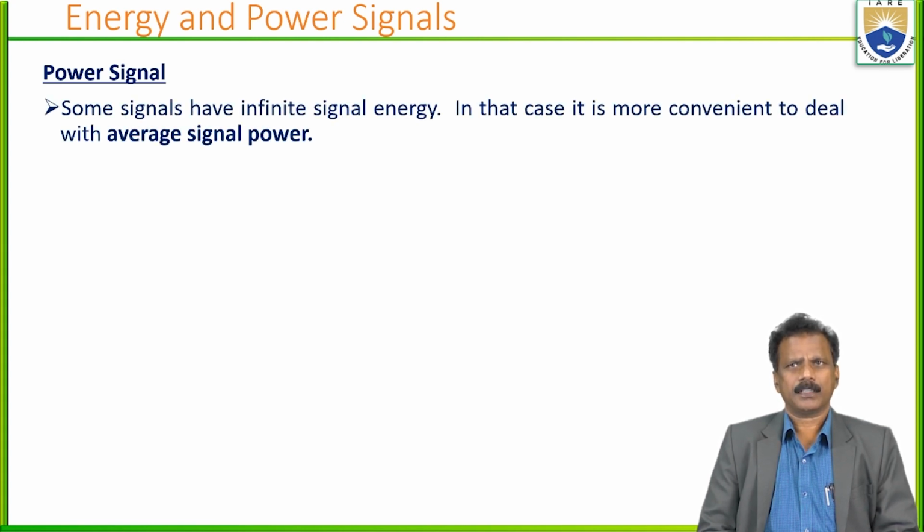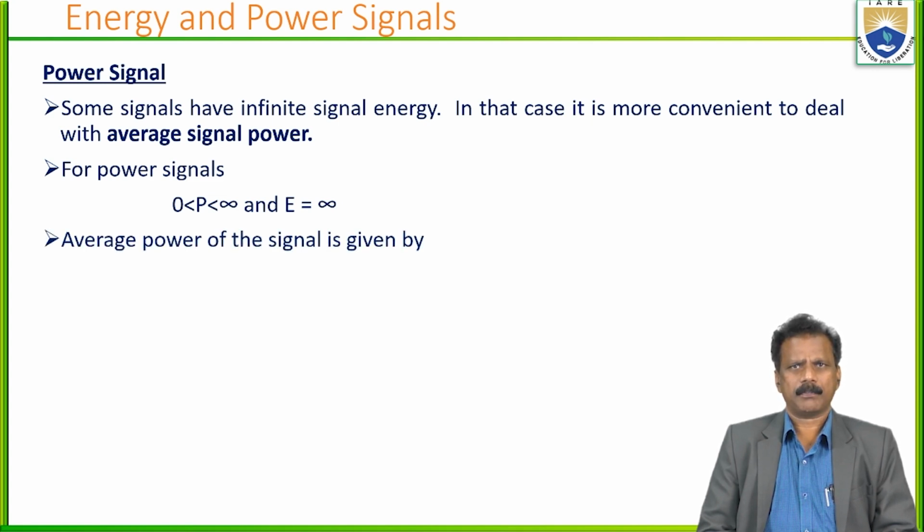Coming to power signals, some signals have infinite signal energy. In that case, it is more convenient to deal with average signal power. So for power signals, 0 less than P less than infinity and E is equal to infinity. The average power of the signal is given by Px is equal to the limit as T tends to infinity of 1 by T into the integral from minus T by 2 to T by 2 of mod x of t squared dt.